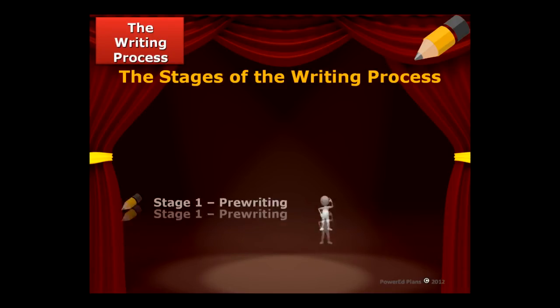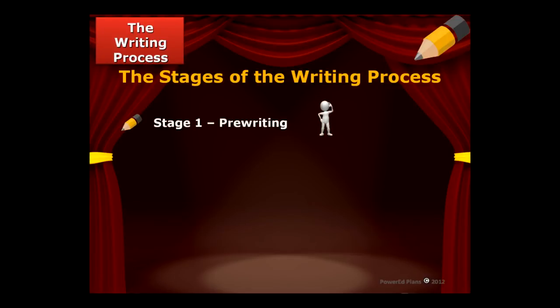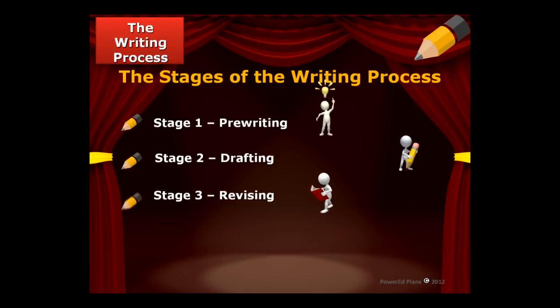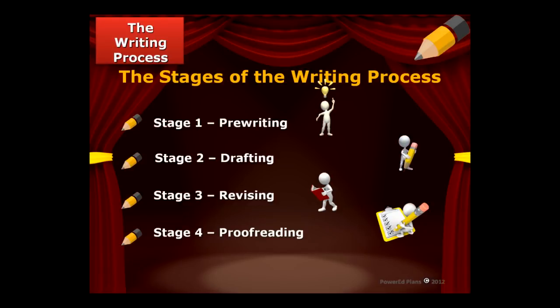So, what are the stages of the writing process? Well, there's 5 of them, and each one is crucial to the development of a well-written essay. Stage 1 is pre-writing. Stage 2, drafting. Stage 3, revising. Stage 4, proofreading. Stage 5, final draft. Now, let's take a look at each stage in detail.